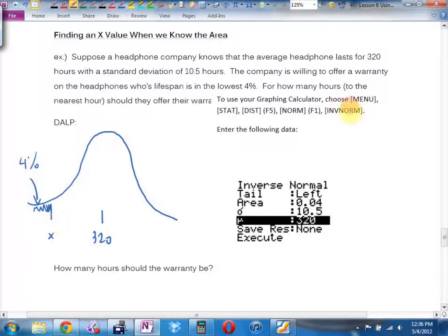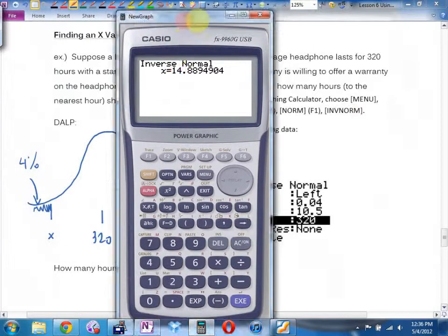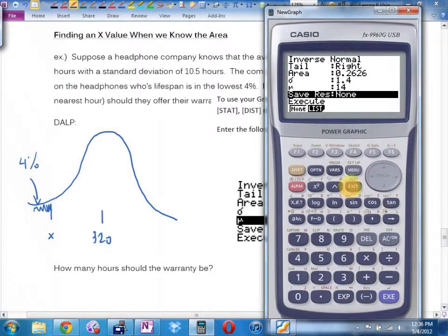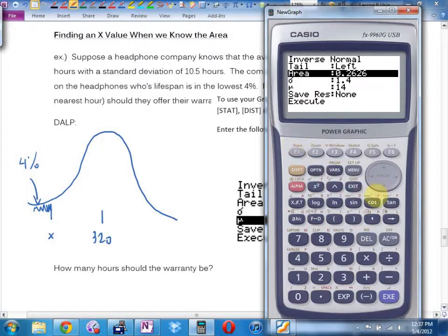Use your graphing calculator. So Adrian, if you forget, there's the instructions. But I'm going to go like this. My tail is to the left. The area, now 4%, what's that as a decimal? 0.04. Standard deviation was 10.5. The mean was 320. All right.